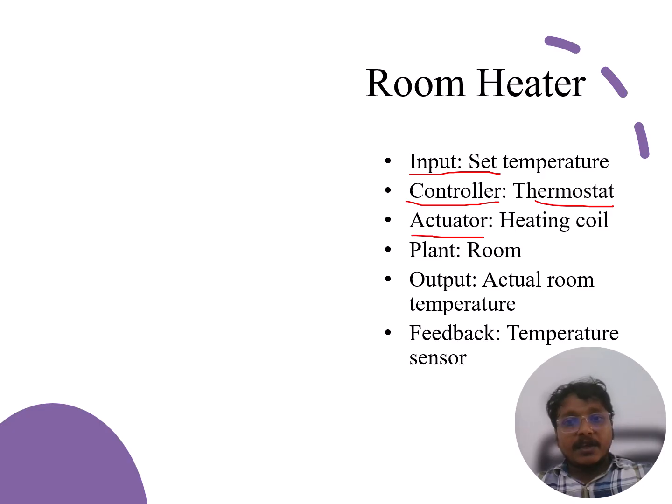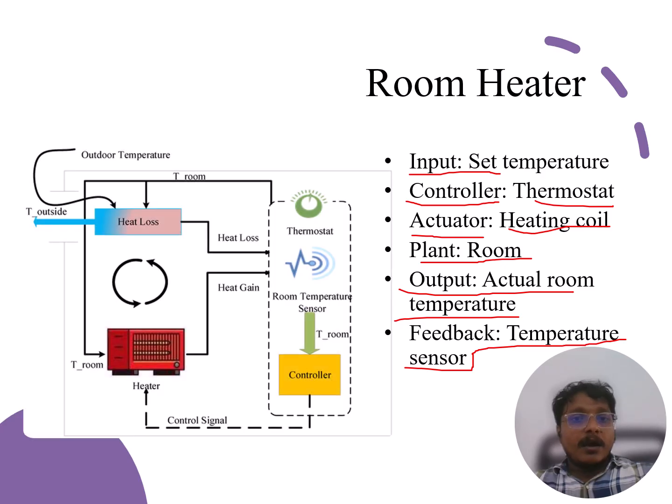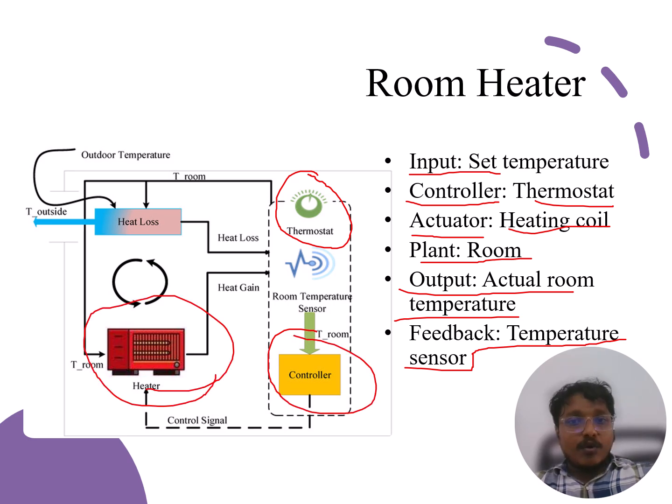So the actuator will be the heating coil, which will be driving the things, and here the plant is a room, the output will be the actual room temperature, and the feedback will be the temperature sensor, where the signals are taken from the temperature sensor. If you see the complete block diagram of a room heater, the thermostat is acting, and after that the controller will be there, and after that these are the heating coils, which can be controlled with respect to the signals.